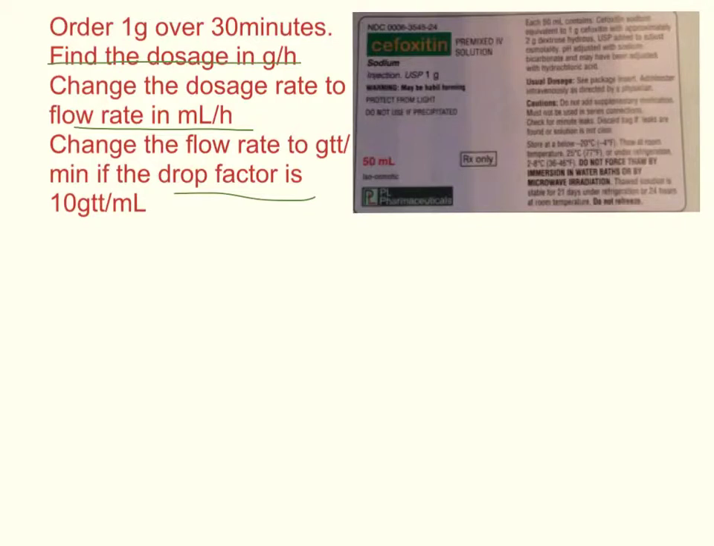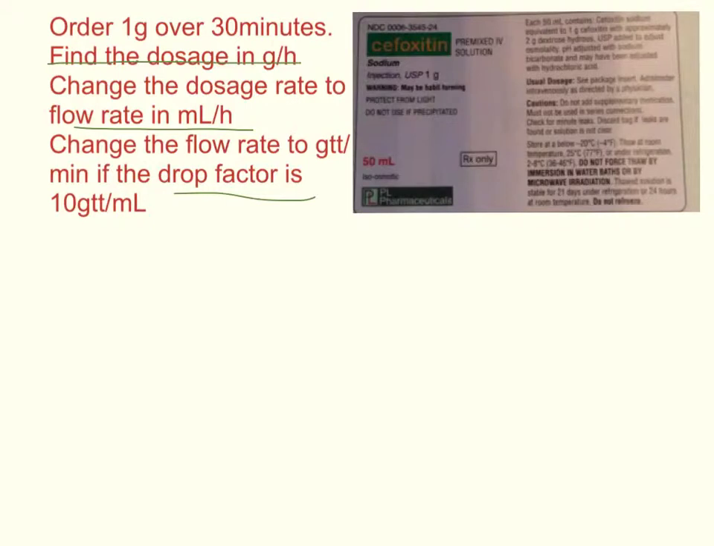The first one, finding the dose in grams per hour, we actually did, which was the dosage rate, done for test 2. So it's just more of a refresher now. And changing the dose rate, or the flow rate in milliliters per hour, and then converting it to drops per minute, we've done extensively in Chapter 10.